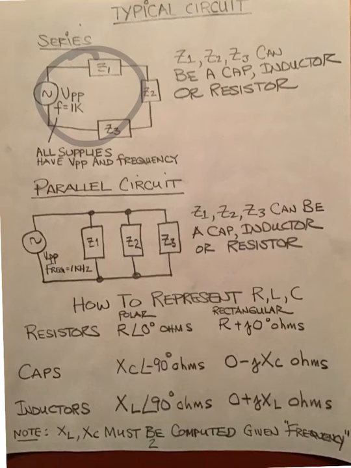So, I want you to also look at the parallel circuit. There are 3 impedances, Z1, Z2, and Z3, circled in green, and they have a frequency and a peak-to-peak voltage, just like the circuit above it in series, and that frequency needs to be known for you to convert capacitors and inductors to ohms. Once you are in ohms, everything works like chapter 5 and chapter 6.